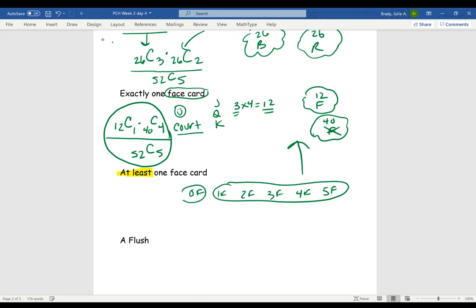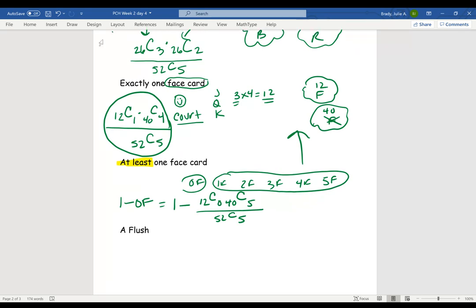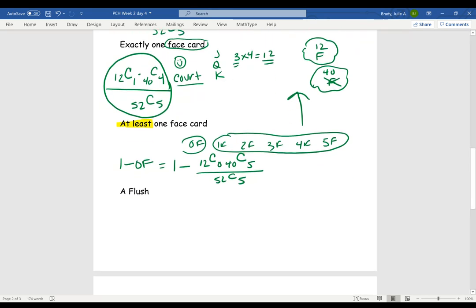This is the only thing we don't want to happen. So it's going to be easier to calculate this as 1 minus no face cards, which would be 1 minus, from my 12 face cards, choose out nothing. That means from my 40 non-face cards, choose out all 5. And then divide that by 52, choose 5. Okay? Okay, one more, at least for this video.